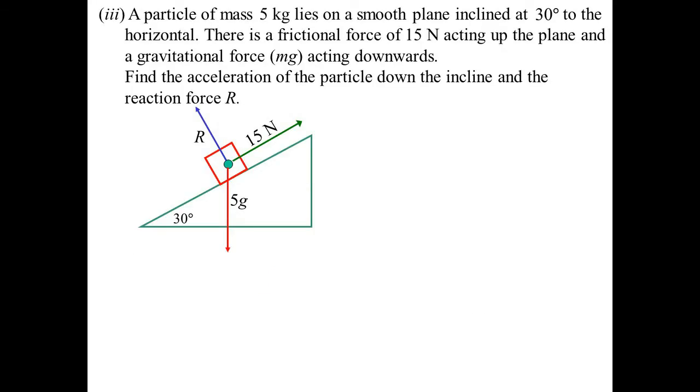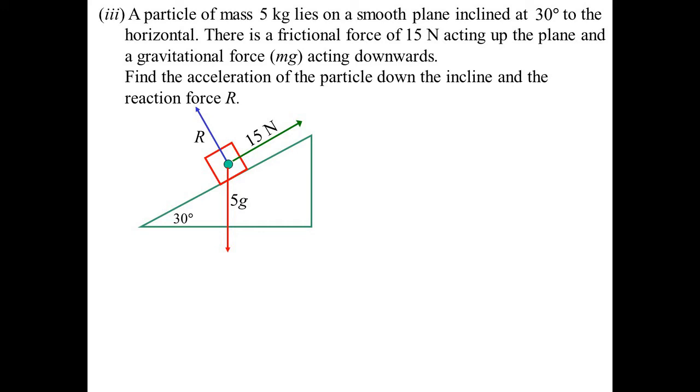A particle of mass 5 kilograms is on this plane. The plane's at an angle of 30 degrees. We have friction acting on this one. It's 15 newtons acting up the plane. We have gravity, or the force due to gravity, I should say, which would be 5g. Find the acceleration of the particle.